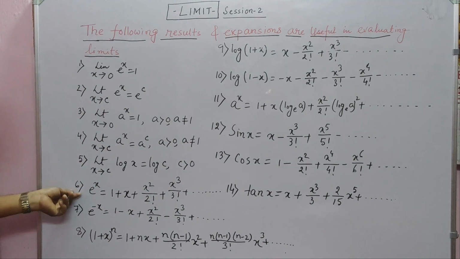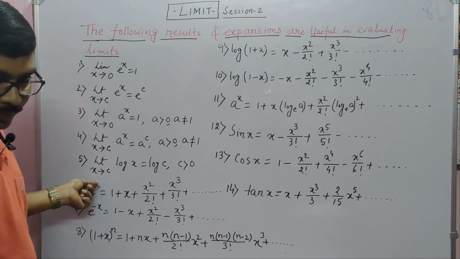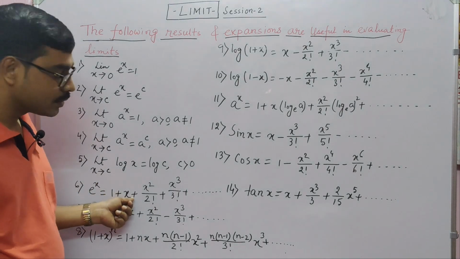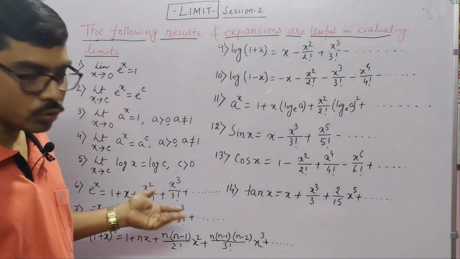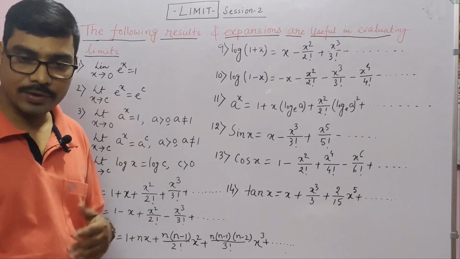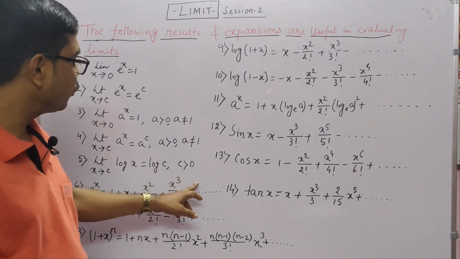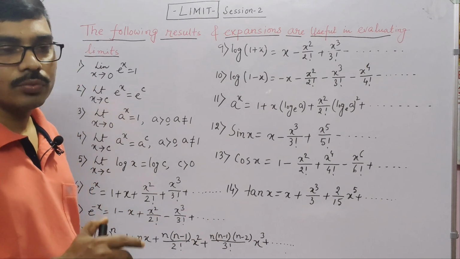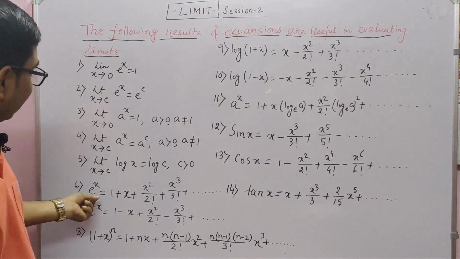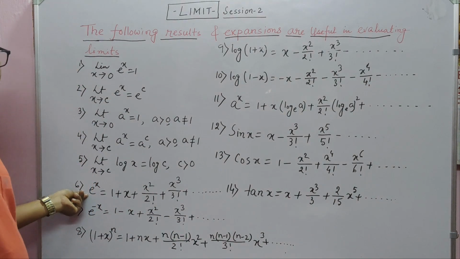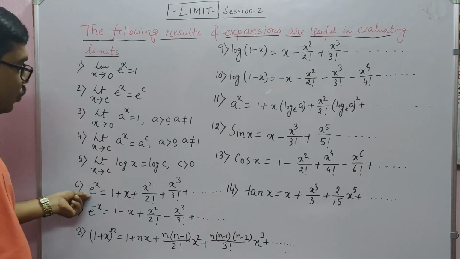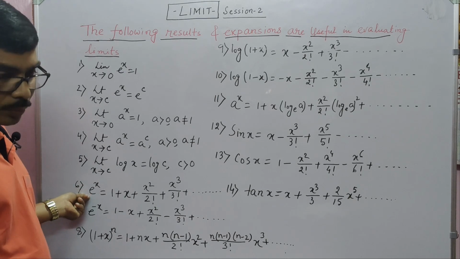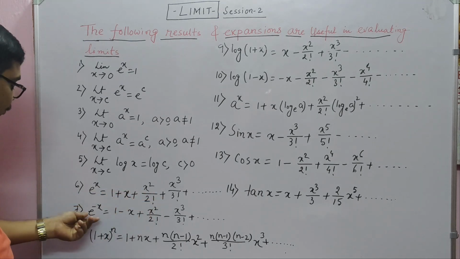Now number 6, e to the power x equal to 1 plus x plus x square by factorial 2 plus x cube by factorial 3 plus x to the power 4 by factorial 4 plus up to dot dot dot. That is the expansion of e to the power x, e to the power x এর series.